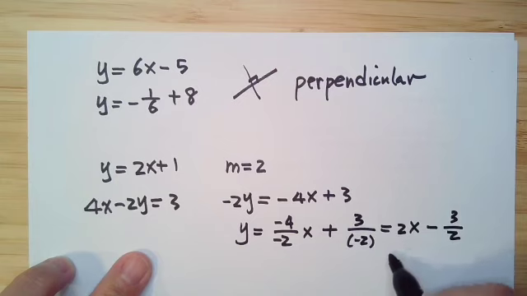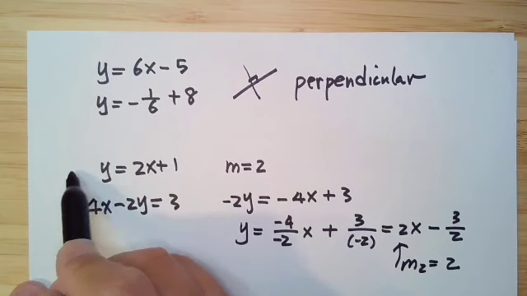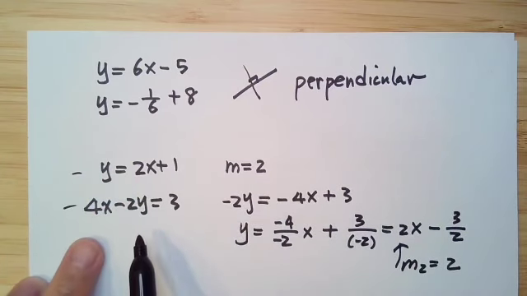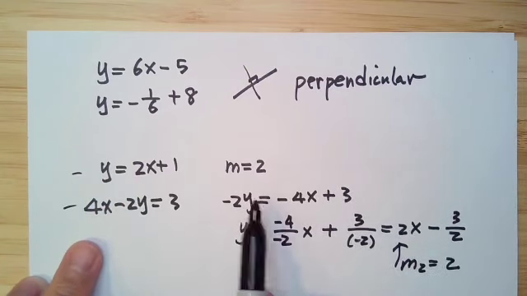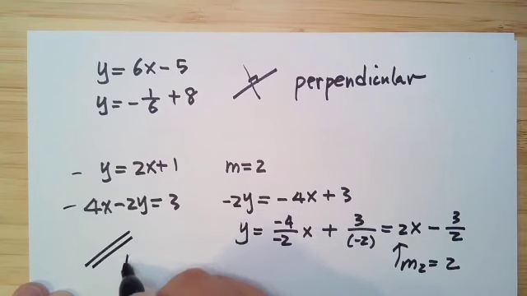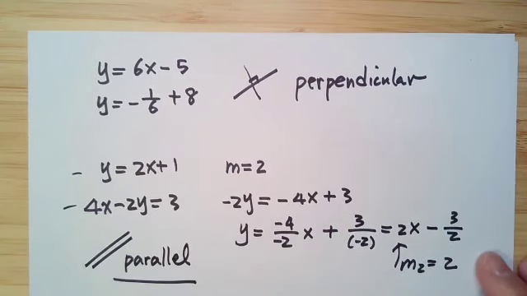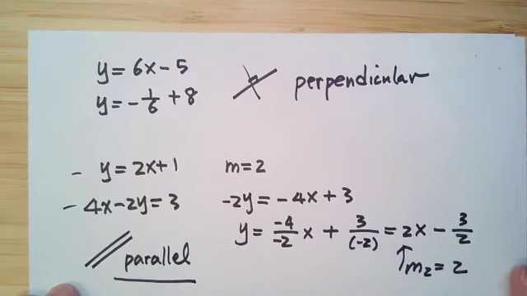And what is the slope here? This m2 is 2. So even though they don't look the same, and you have to do some work, you still find they have the same slope. So these two are parallel lines. Okay?